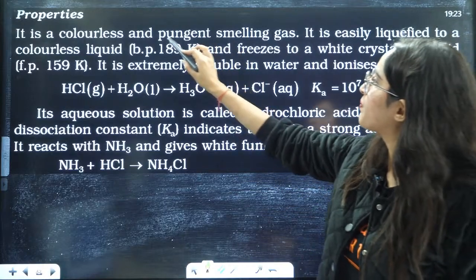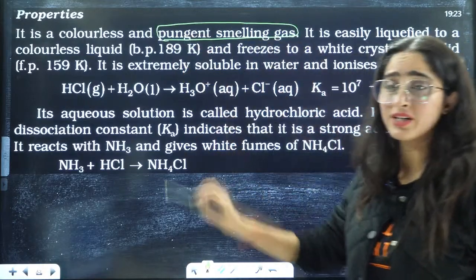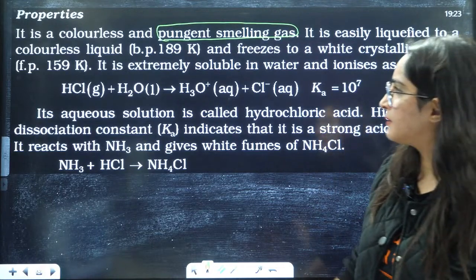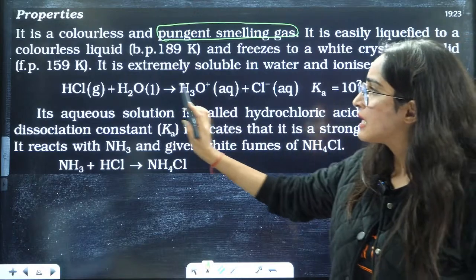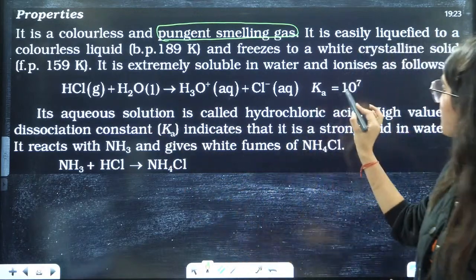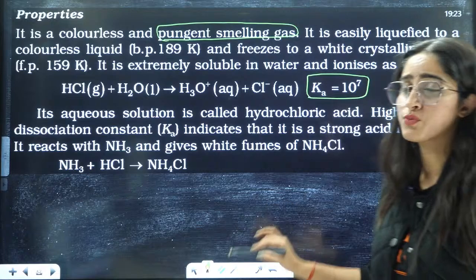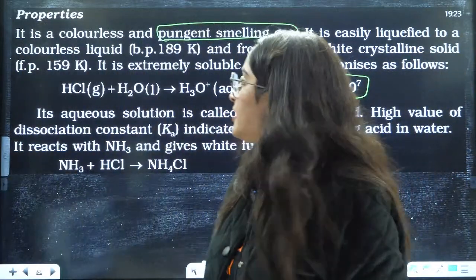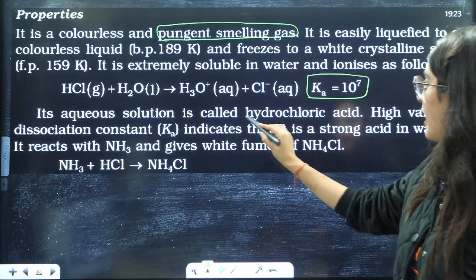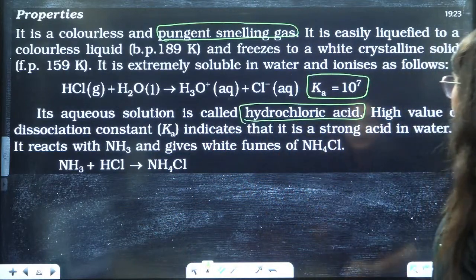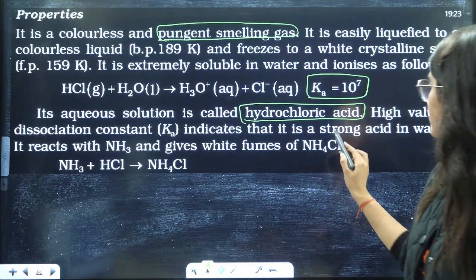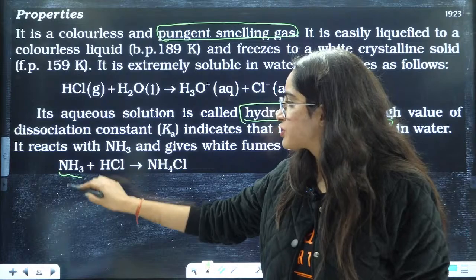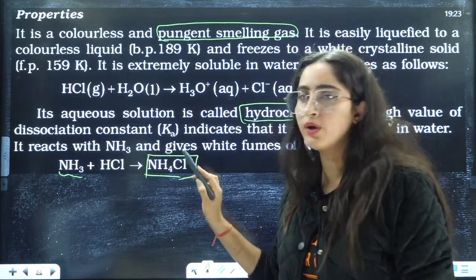It is a colorless, pungent smelling gas. This is important: it's a very good acid, which is why the Ka value is 10 raised to power 7. So it's a very, very strong acid. Its aqueous solution is called hydrochloric acid. The high value indicates it's a very strong acid. With ammonia, which is a base, it will give you NH4Cl.